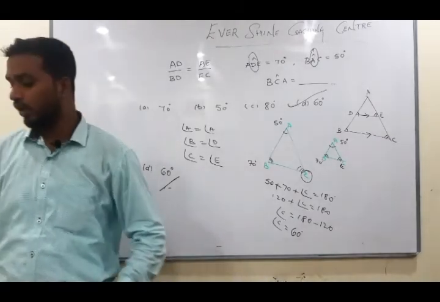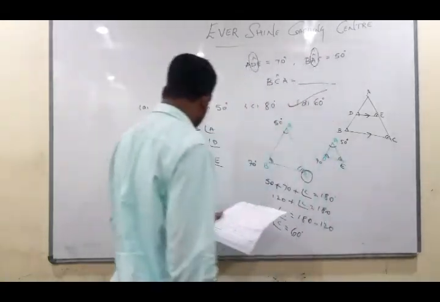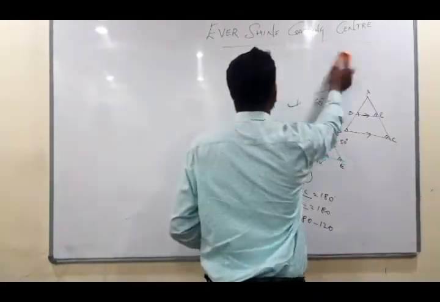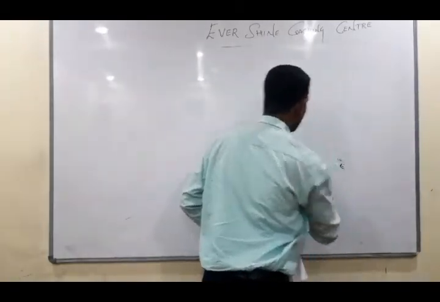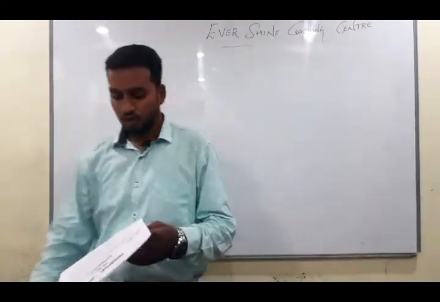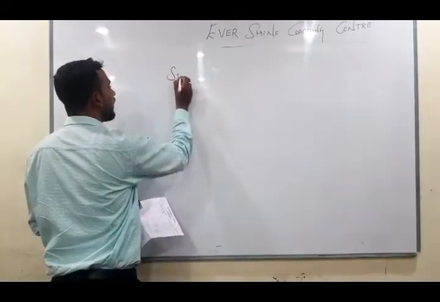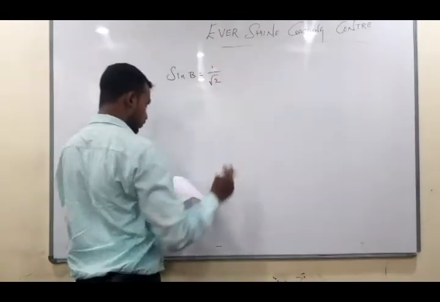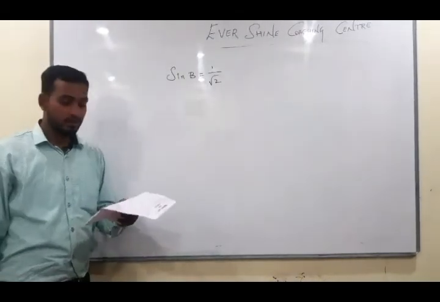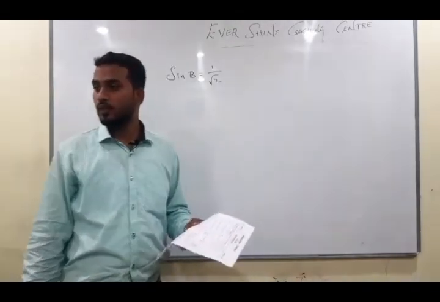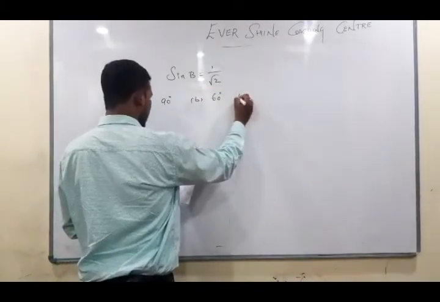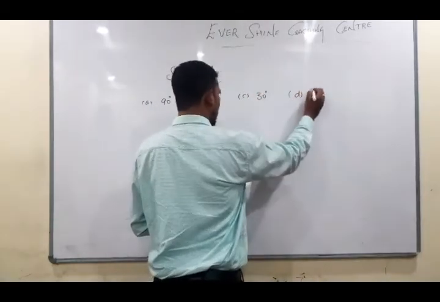Question number 6. If sin B is equal to 1 by root 2, the magnitude of angle B, capital B, is: option A 90 degrees, option B 60 degrees, option C 30 degrees, option D 45 degrees.